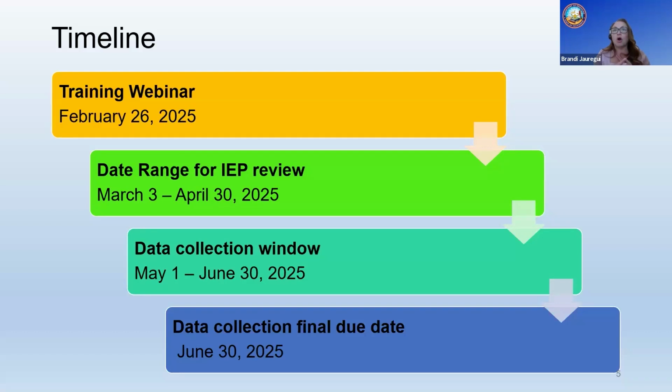So what you're looking for are services that were in those students' IEPs and prescribed, agreed to by the parent, for IEPs that were effective during March 3rd through April 30th, 2025. The data collection window, when does the system actually open so that you can start submitting these data? The data collection window is May 1st through June 30th. So you have 2 months to submit your aggregate IEP implementation data collection data. The final due date is June 30th, 2025.